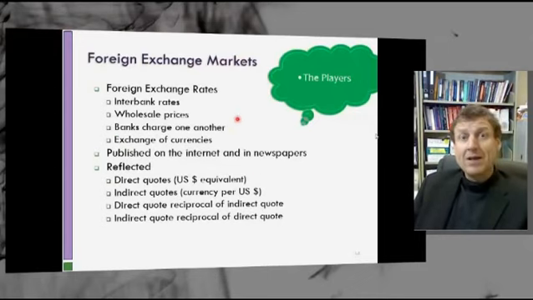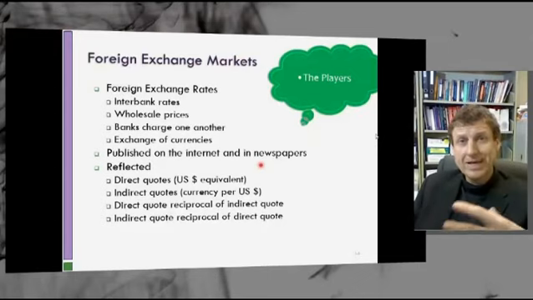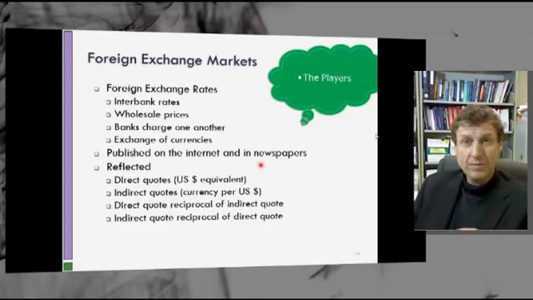You have various different rates, and they're published on internet and newspapers, and they're reflected in direct quotes, indirect quotes, and it really depends on which currency you're talking about. So for example, the Australian to US dollar is kind of like an indirect quote. So the most common quote is how much a US dollar does it buy of the Australian dollar, but it's more common to say what percentage of a US dollar will one Australian dollar buy.